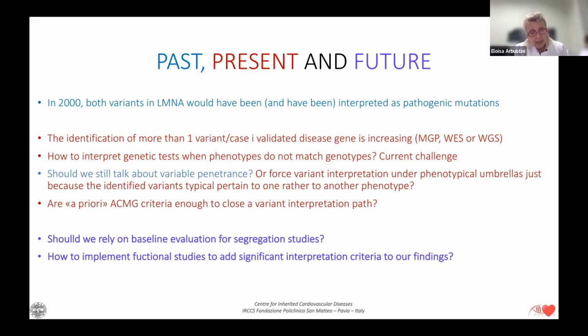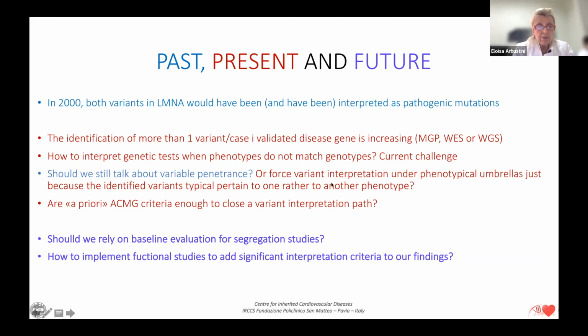Please consider that in 2000, the first variant in LMNA, 573, was considered absolutely pathogenic, namely a disease-causing mutation. Vice versa, today, this variant is considered a VUS, a variant of uncertain significance. So it has been downgraded, and we could not now assign any causative role to this variant as a unique determinant of the observed phenotype in our patients.